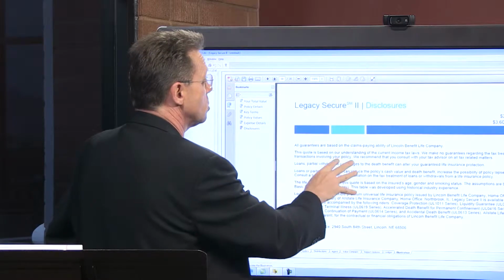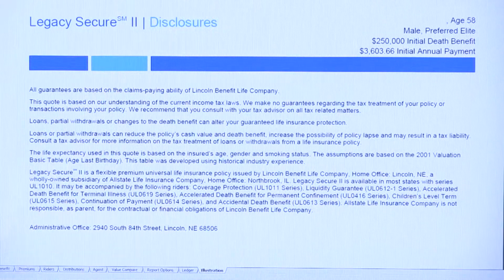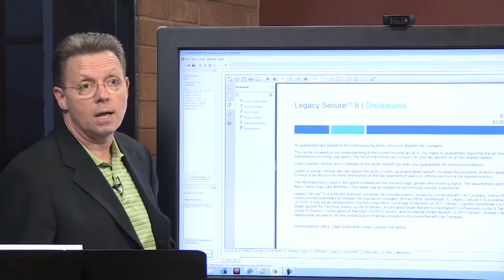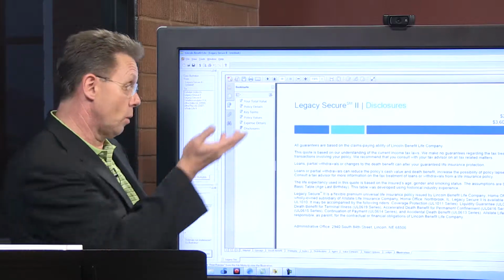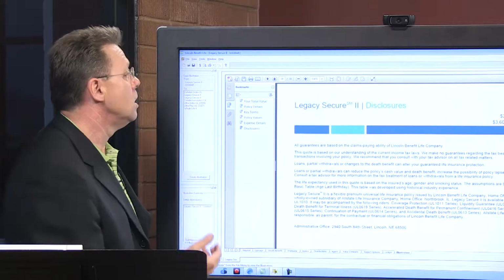And then it goes into a little disclaimer about all guarantees being based on the claims-paying ability of Lincoln Benefit. In this case, this company has a very strong balance sheet. Their parent company, Allstate, obligates their numbers, or whatever their commitments are. They stand behind it. So it's really good to say that.